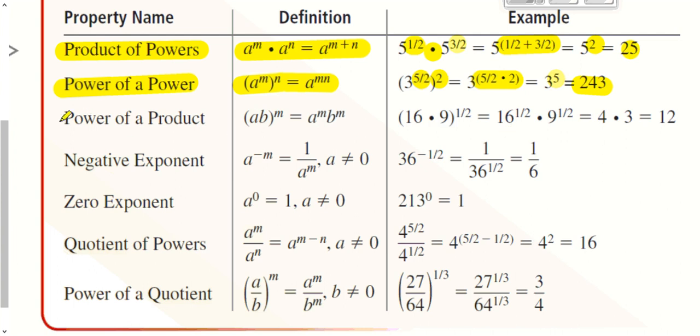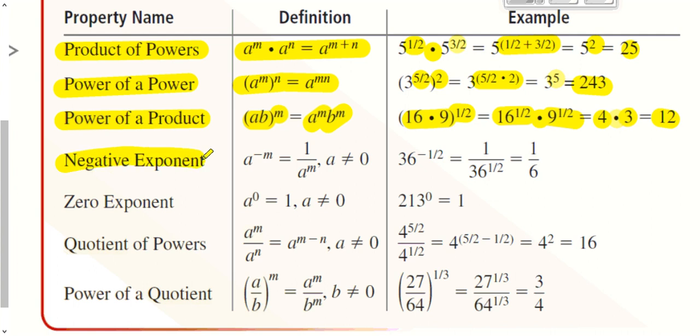If you have a power of a product, so we have power of a power and then we have power of a product. So that just means if I have a times b in parentheses to the m power, I can distribute that power to both the a and the b. So I can have a to the m, and then I can have b to the m. For example, 16 times 9 to the 1/2 can be rewritten as 16 to the 1/2 times 9 to the 1/2. 16 to the 1/2 is 4, 9 to the 1/2 is 3. Multiply those together and you get 12.